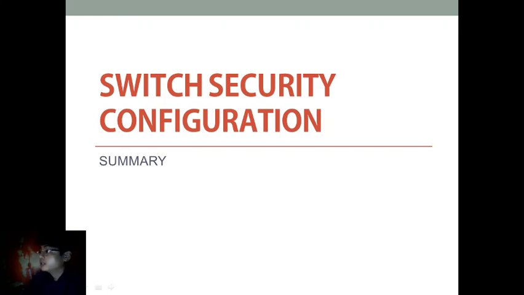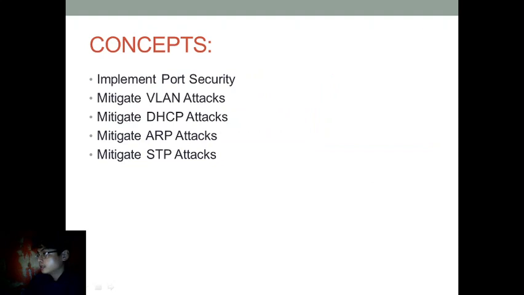Now, let's talk about switch security configuration, and this is the summary of our chapter 12. The concepts are: implement port security, mitigate VLAN attacks, mitigate DHCP attacks, mitigate ARP attacks, and mitigate STP attacks.